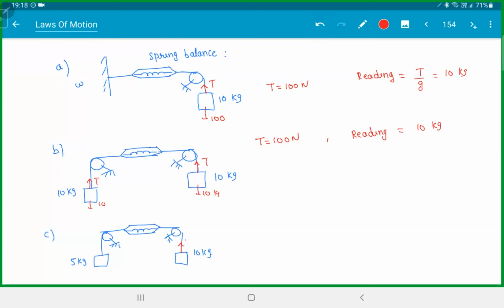What about this guy here? Tension, this will be 100. This will be acceleration. Here system won't be at rest. Tension 50 and acceleration. Write the equations. T minus 100 is equal to 10 into minus A. T minus 50 is equal to 5 into A. Solve these two equations. You want to eliminate A, no? Just divide them.